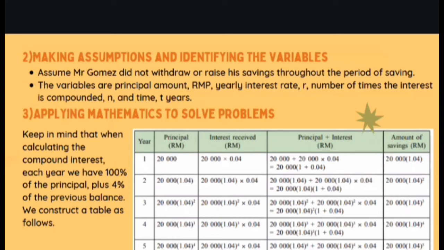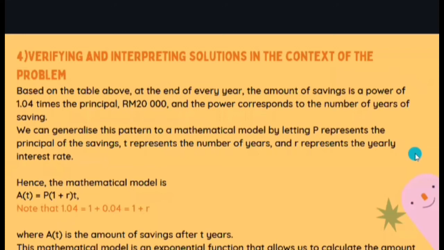Keep in mind that when calculating the compound interest, each year we have 100% of the principal plus 4% of the previous balance. We construct a table as follows. This is the principal for 5 years, the interest received, principal plus interest, amount of savings. Step number 4, verifying and interpreting solutions in the context of the problem.